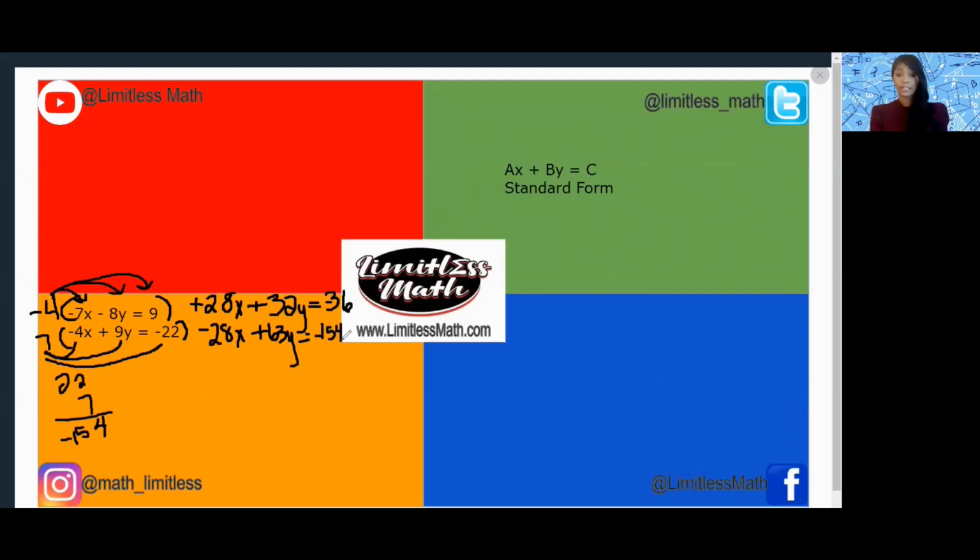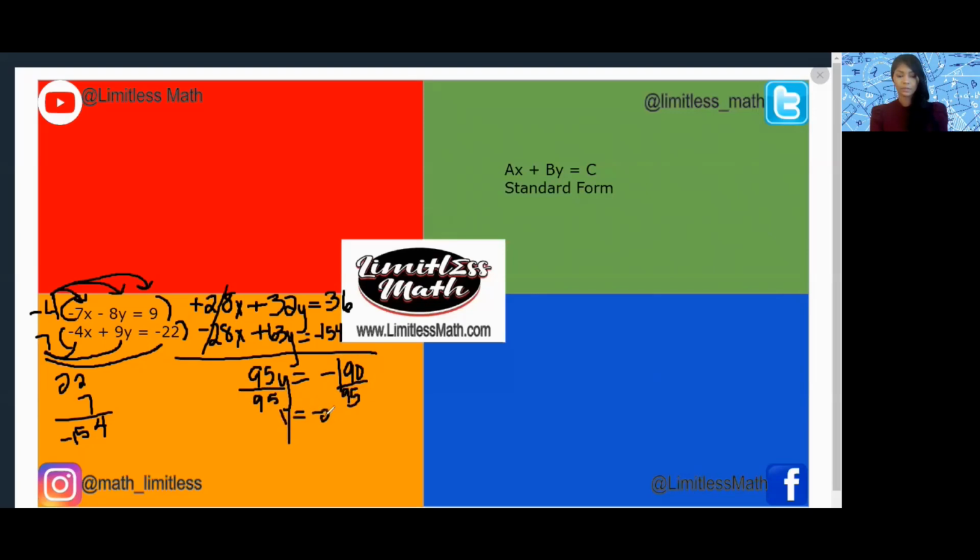So now we are all set for elimination. Standard form, variables aligned, and a positive and negative value that match. So we can go ahead and cancel here. Adding everything else, combining, we have 32 and 63, which gives us 95y. And negative 36 minus 154 is negative 190. Divide both sides by 95. And y comes out to be negative 2.